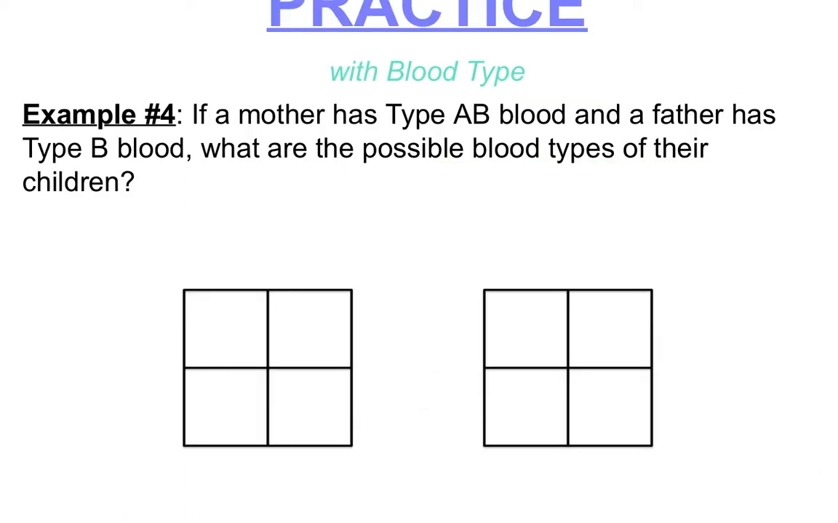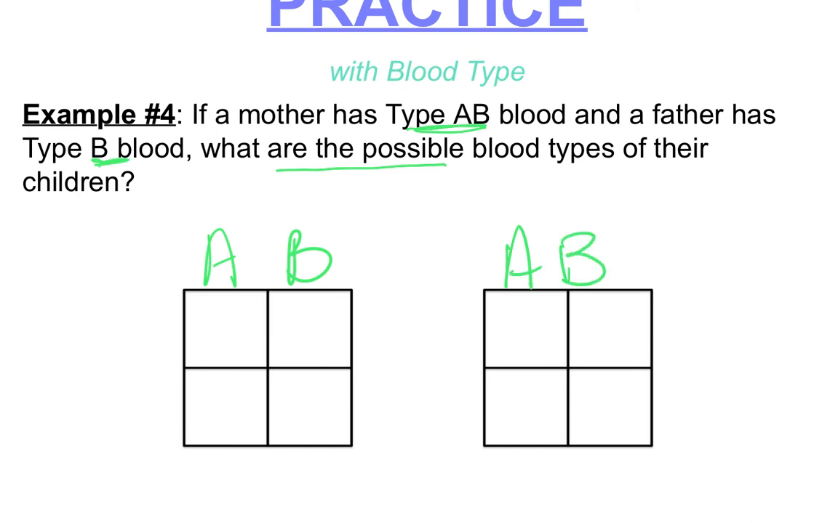So let's practice this blood type thing. If I have a mother that has a blood type of AB blood and a father that has type B blood, what are their possibilities? Now, here's mom. Mom is type AB. Okay, so mom can have AB blood.